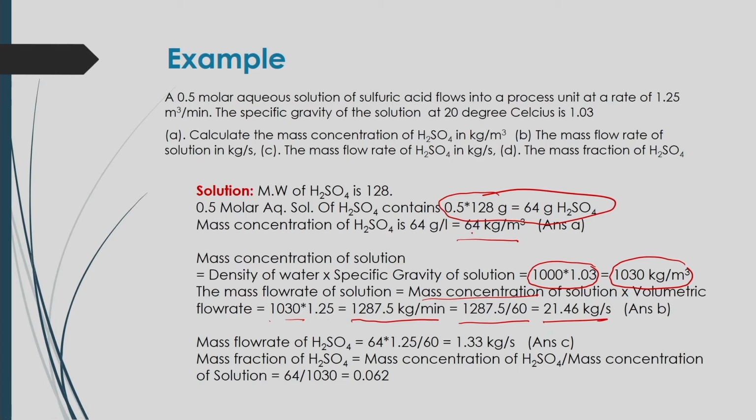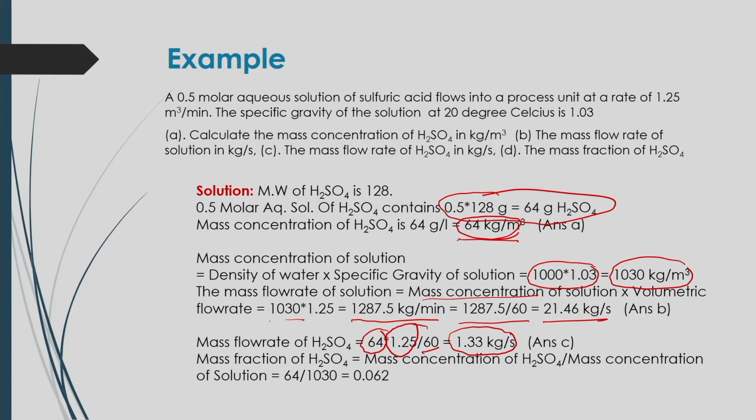So, simply it is 64 kg per meter cube, the mass concentration of sulfuric acid, and then multiply by the volumetric flow rate of the solution. Then you will get the amount, that is the mass of sulfuric acid, and since it is in terms of minutes, you have to divide it by 60, so it becomes kg per second. So, 1.33 kg per second.